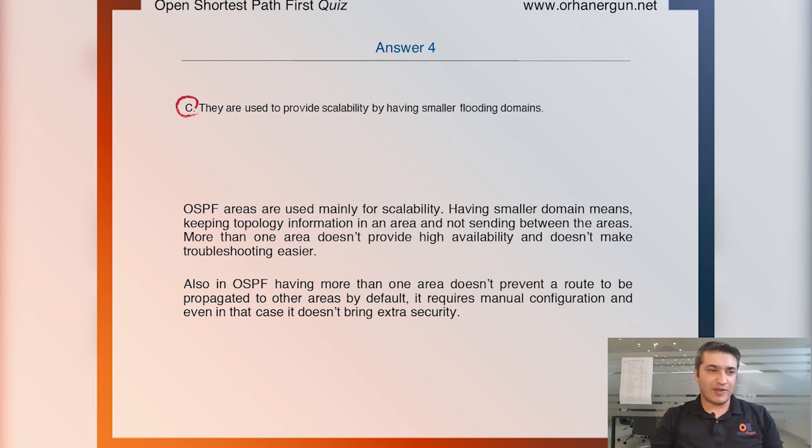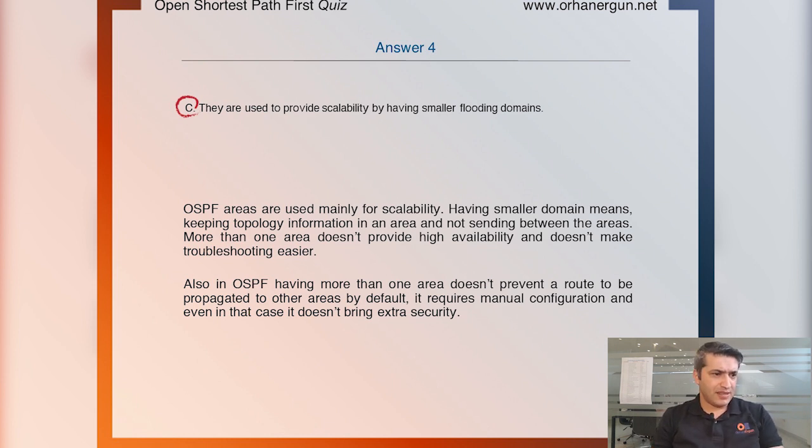Option C, they are used to provide scalability by having a smaller flooding domain. Flooding domain means that if you add an interface, or if there is any link failure or device failure, this information will be flooded to the area, but not to another area. So if something happens in area 0, then the router in area 10 will not know who failed, or what the new topology is. This topology information will not be sent between the areas. We talked about this during the session. So the answer is option C.